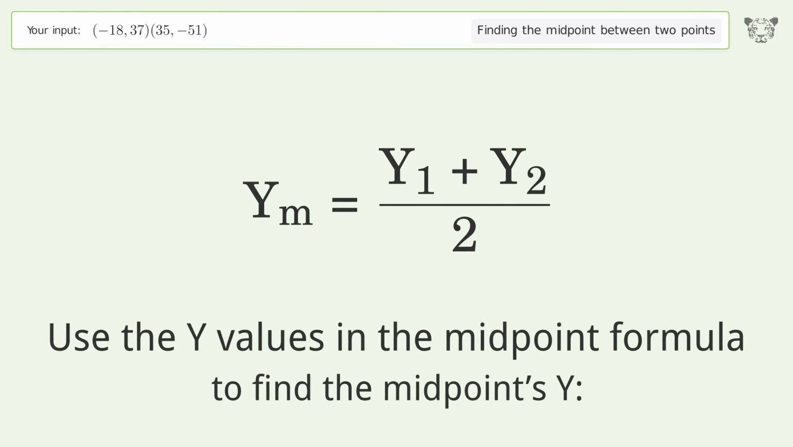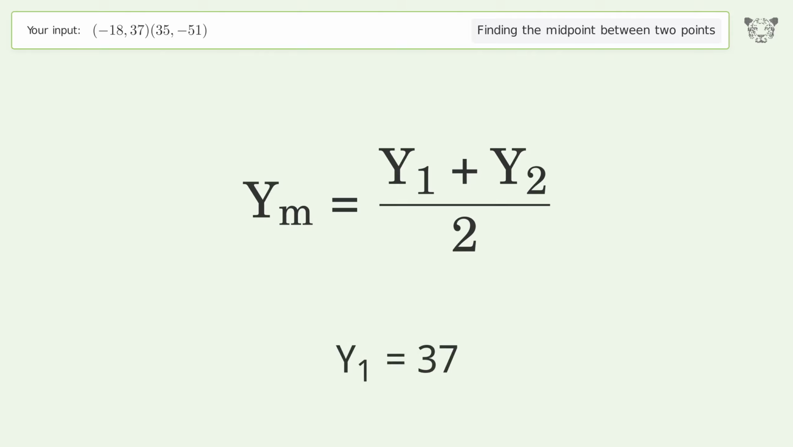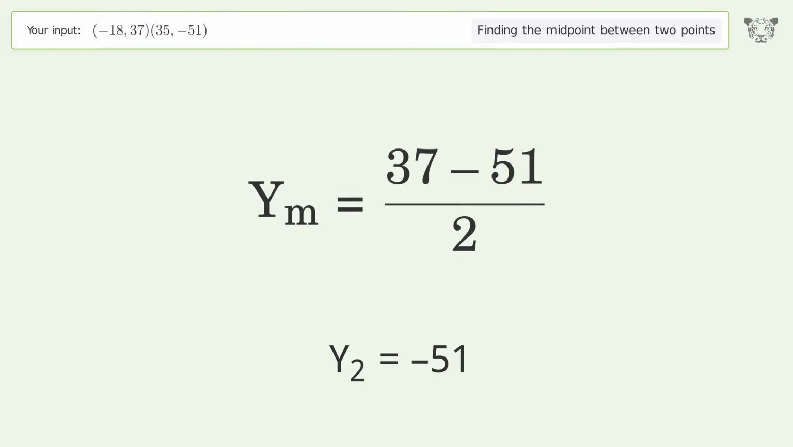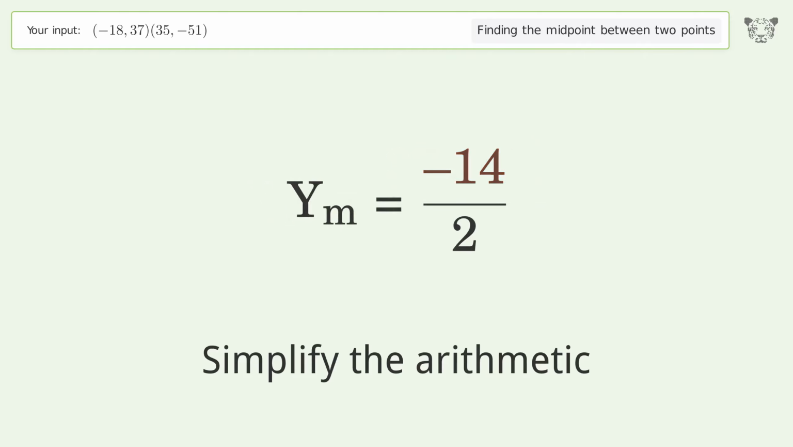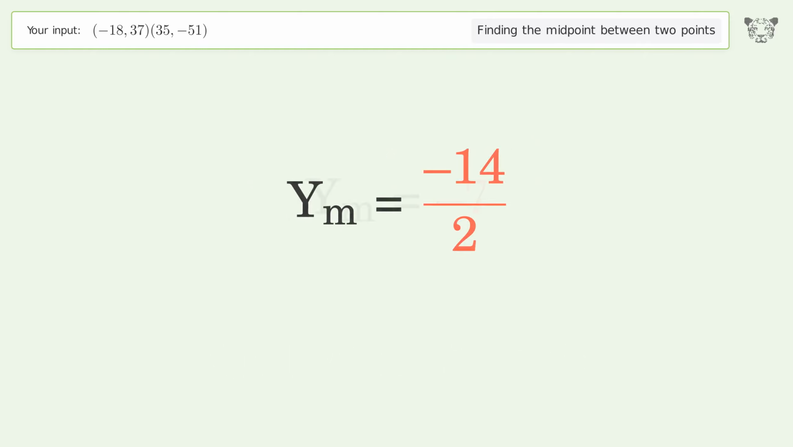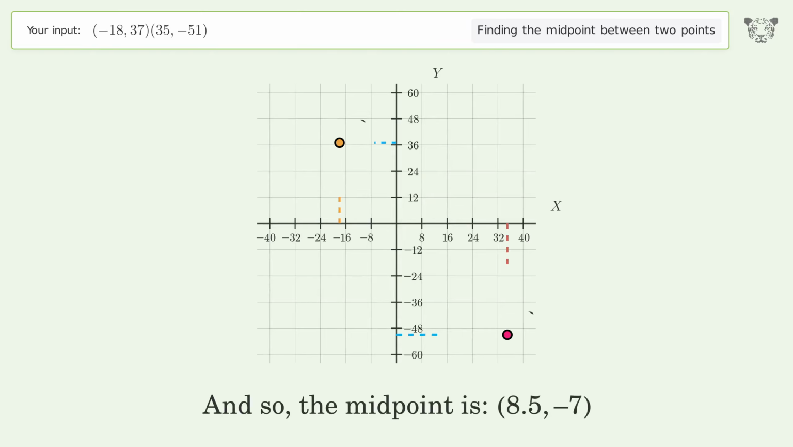Use the y values in the midpoint formula to find the midpoint's y. y1 equals 37. y2 equals -51. Simplify the arithmetic. And so, the midpoint is 8.5, -7.